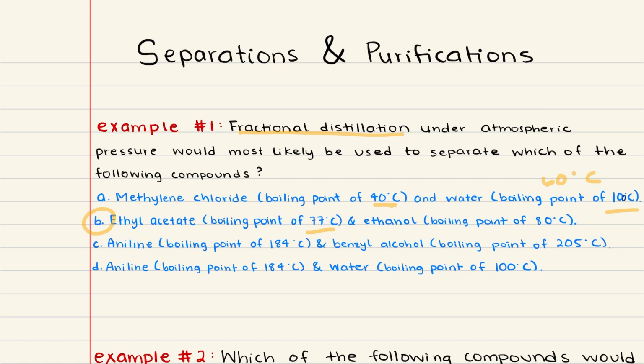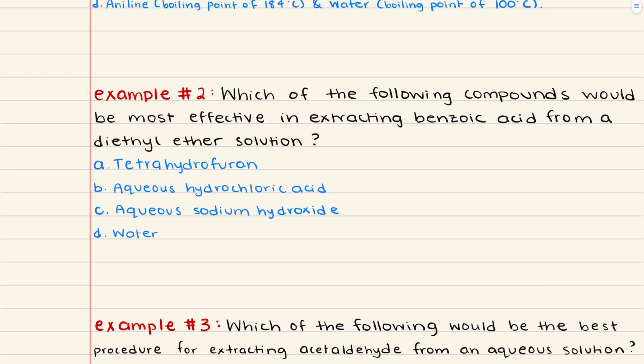So putting it all together, the best answer is clearly B because the two liquids have boiling points that are close together and they're well suited for fractional distillation under atmospheric pressure. Let's move on to problem 2.